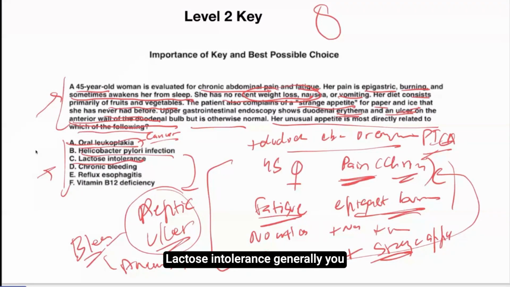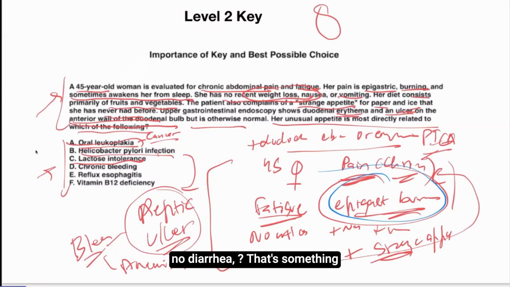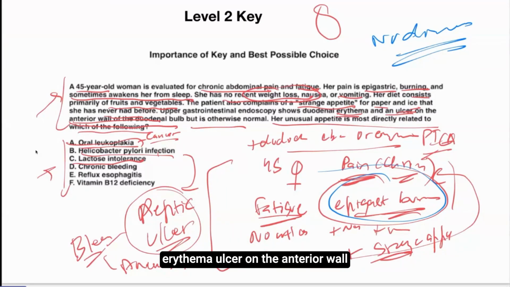For lactose intolerance, generally you would see a diet that's like hers, fruits and vegetables. That's a positive clue towards maybe lactose intolerance, because she's on fruits and vegetables and not dairy. That makes lactose intolerance a possible choice. But let's look at the negative clues. What doesn't make sense for lactose intolerance is that the pain is burning. In lactose intolerance, you will have diarrhea and maybe some pain, but it's not burning. Another negative clue is no diarrhea, which you get with lactose intolerance. And the duodenal erythema and ulcer on the anterior wall don't really make sense to me. So lactose intolerance is out.